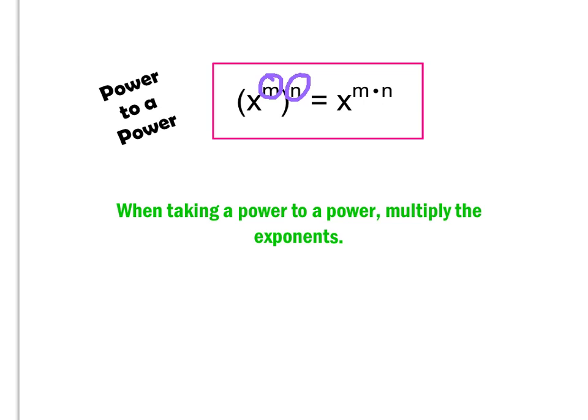And when this happens, when we're taking a power to a power, as long as we have the same base, like we do, like always with multiplying, with dividing, we multiply the exponents this time.